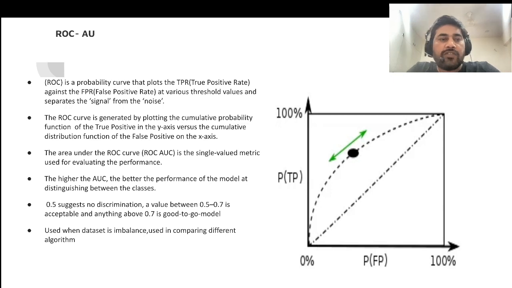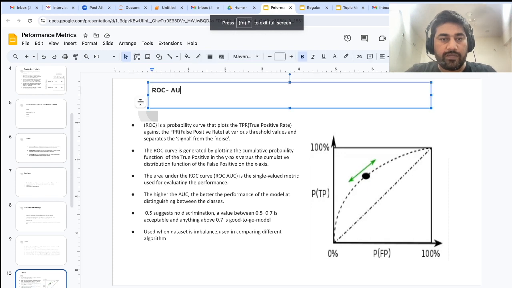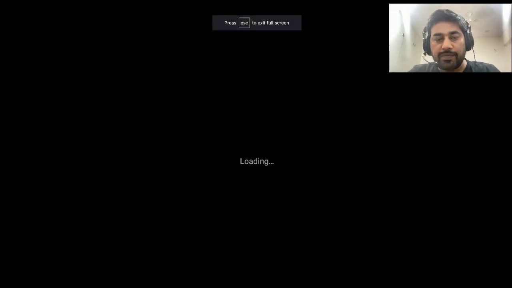The other is ROC, area under the curve. I think it should be AUC. Okay.